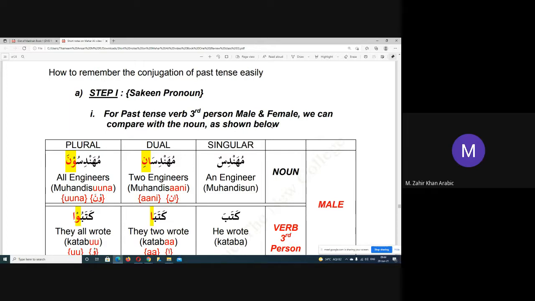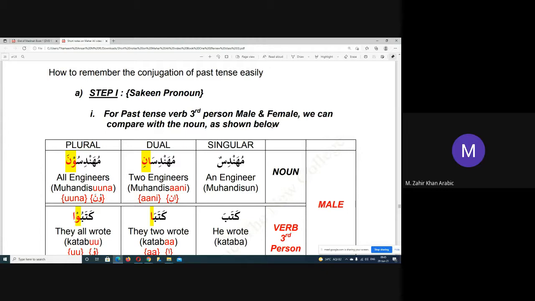Suppose I want to say two engineers. We are using ani, alif and nun. Suppose I am saying they two wrote. We have to just use alif. We have to skip the nun and use only the alif. You can see the difference between this and that. For noun dual male we are using ani, and for verb dual male we are using only alif.